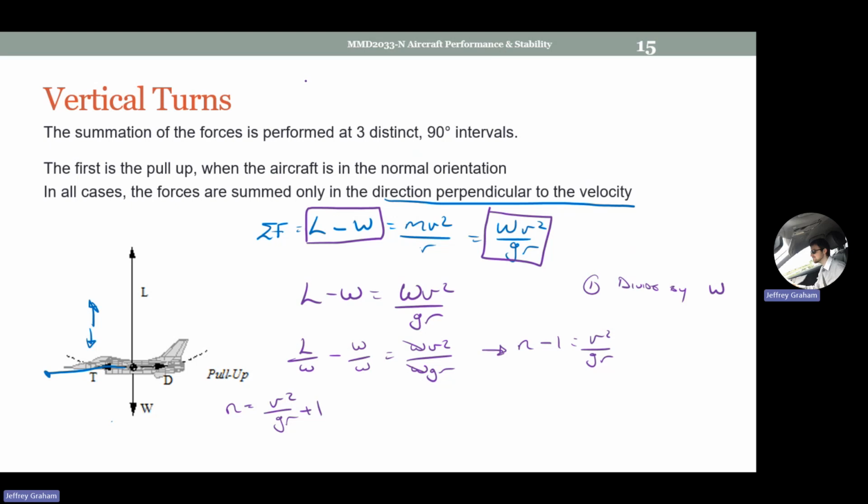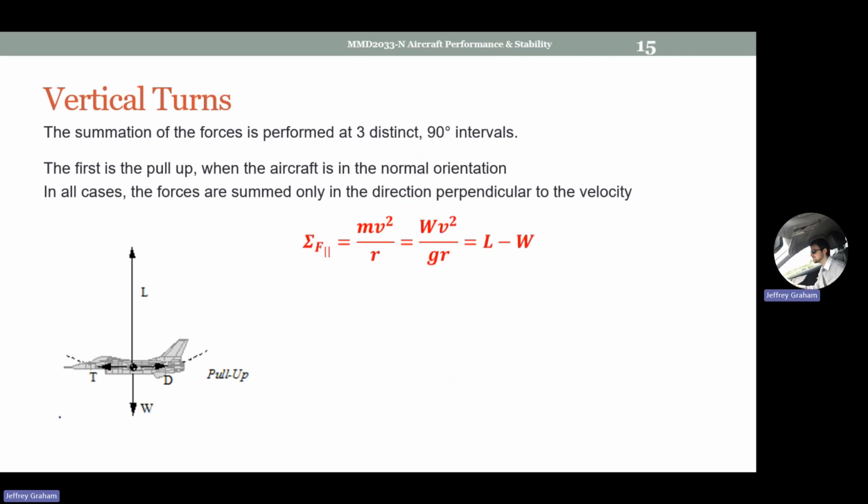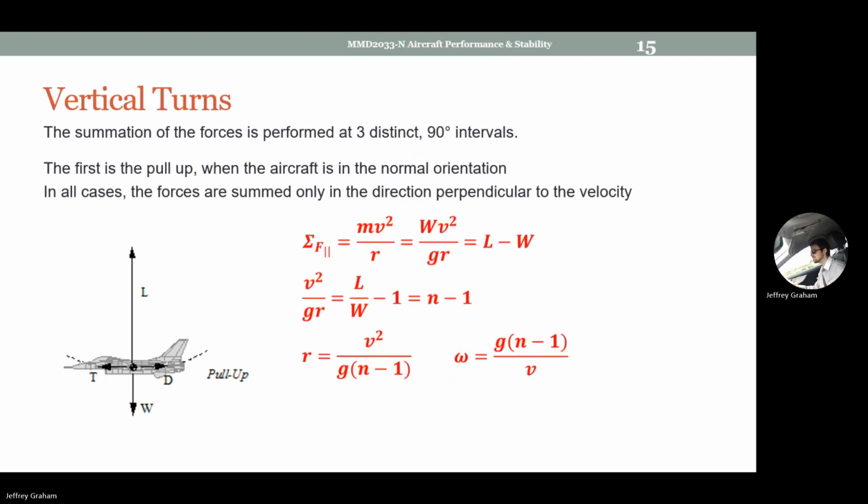We use the same relationship that said the radius was linear velocity over angular velocity. Make that substitution with a bit of rearrangement. And we come out with those two equations. Right, so n was v squared over gr plus 1.